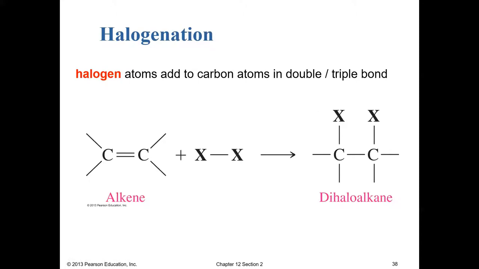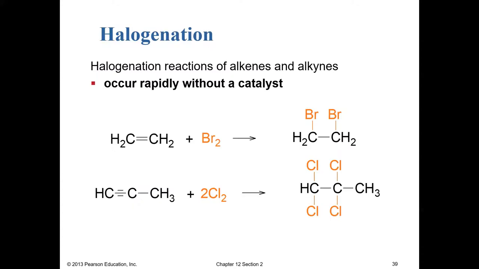Now halogenation, on the other hand, we're adding a halogen atom to it, or two halogen atoms, and we're going to form a dihaloalkane of some sort. So in this case, you could add chlorine, bromine, iodine, fluorine even into the mix. And wherever you broke that bond, it's going to become something like a 1,2 or a 2,3 or a 3,4 dibromo, dichloro. And these occur rapidly. They don't need a catalyst. And that's because those group 7 halogens are actually very reactive.